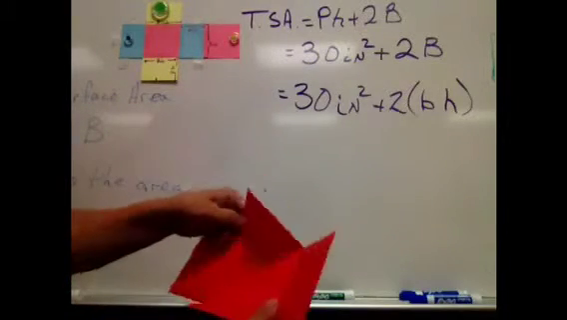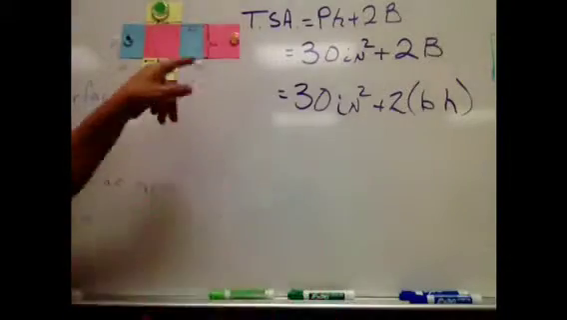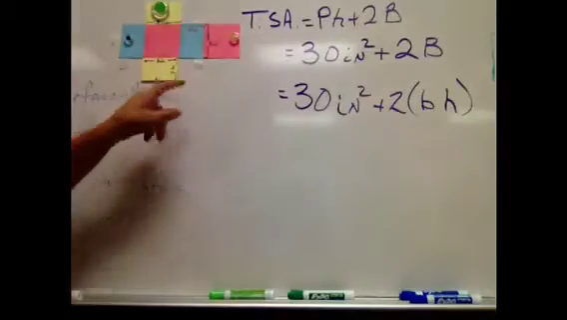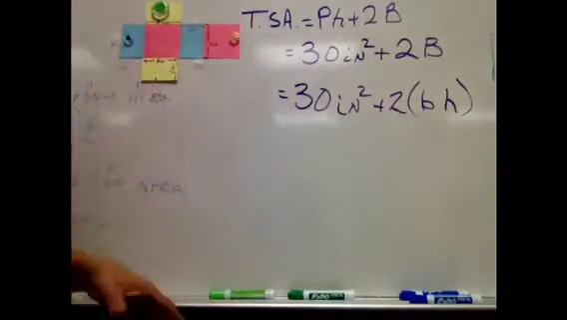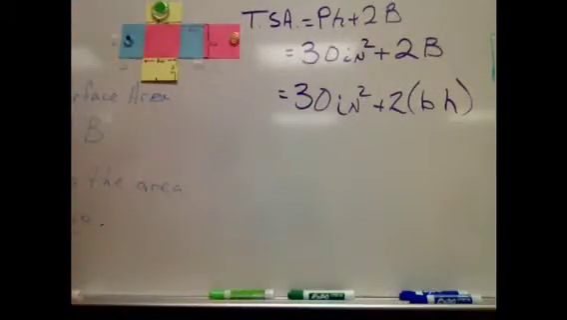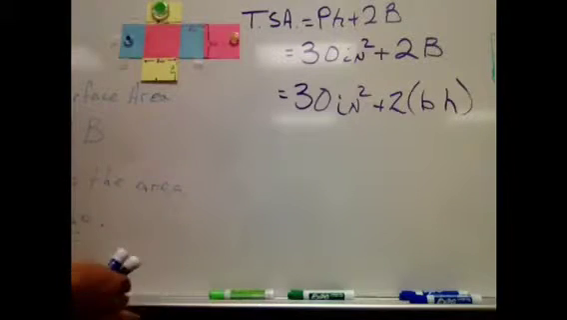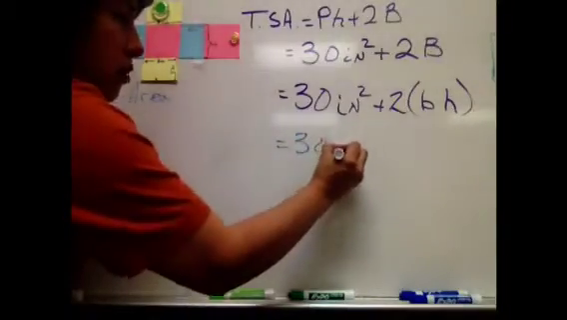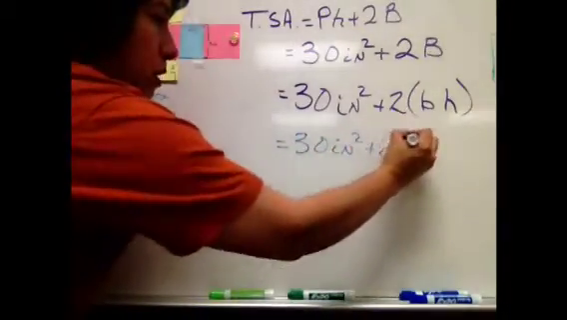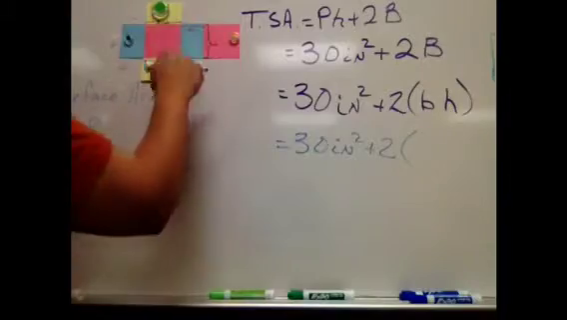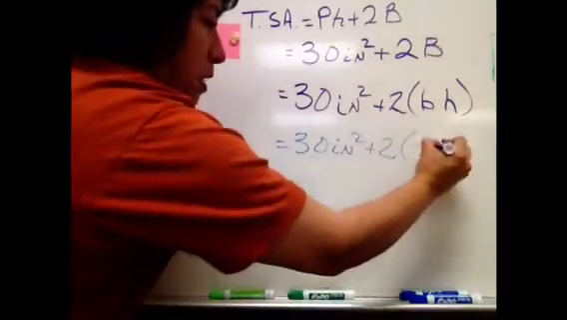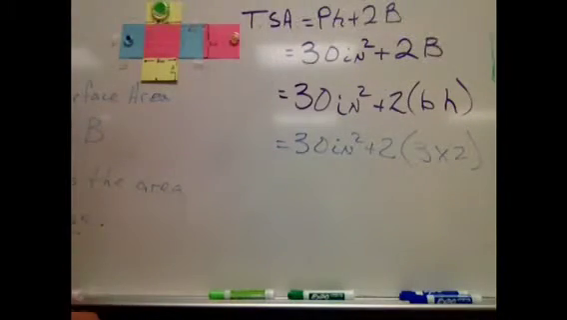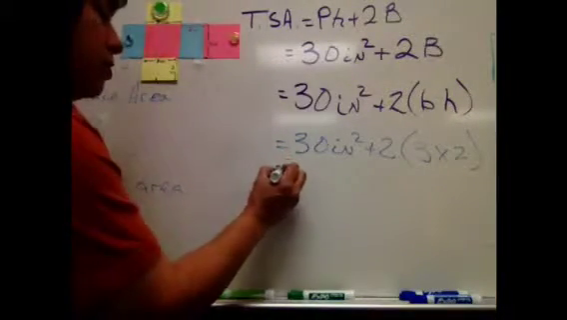So remember, it depends on what our base is as to what we put here for B. In this case, it was a rectangle, not a triangle. So that's what we're going to use. All right, substitute the numbers. 30 inches squared plus 2 times base 3, height 2. 3 times 2. Remember to use PEMDAS. Okay, need to start in the parentheses and just do the math now.